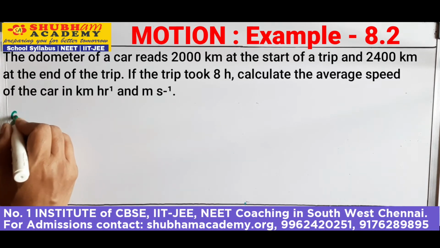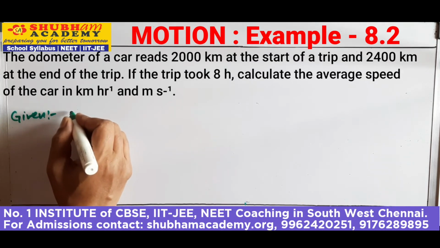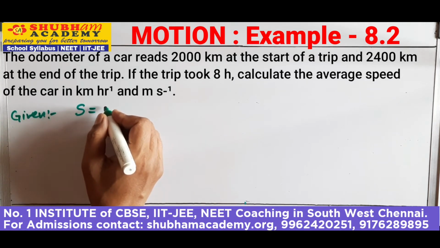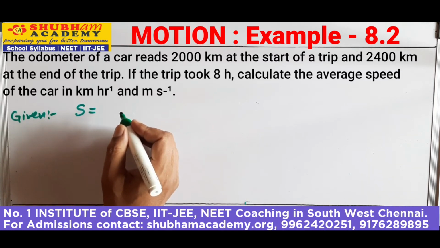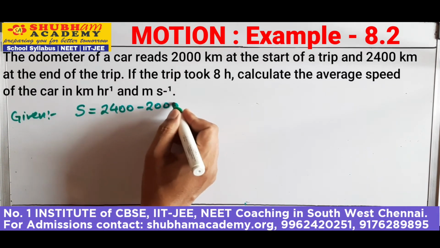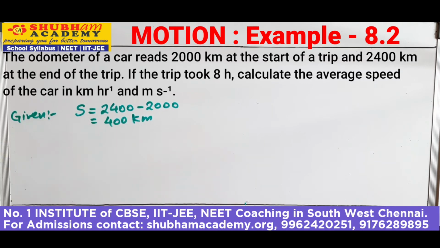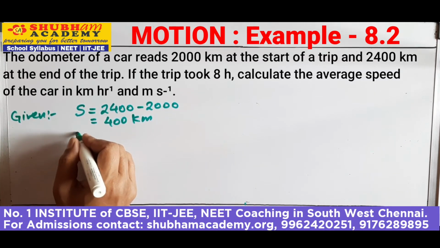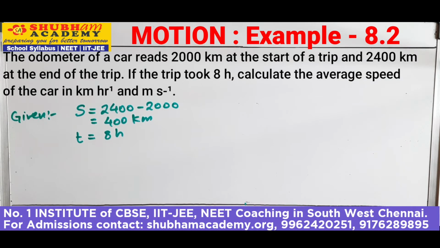So what is given? Distance covered by the car: it started with 2000 kilometer and finally 2400 was measured in the odometer. So the distance traveled is 2400 minus 2000, that is 400 kilometer. And how much time is required for this? T is equal to 8 hours. What you need to find? Average speed in kilometer per hour and in meter per second.